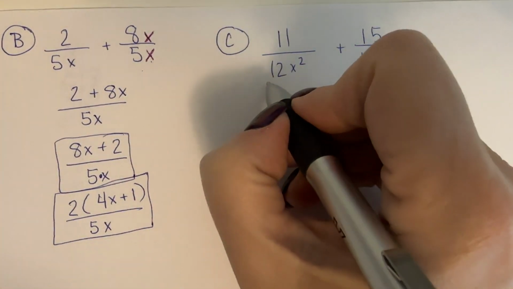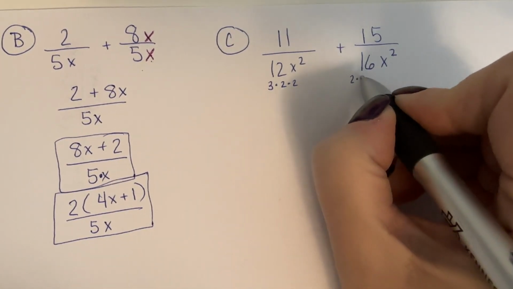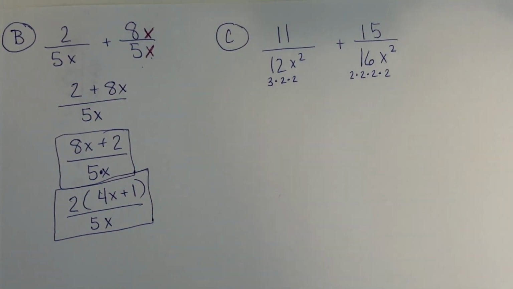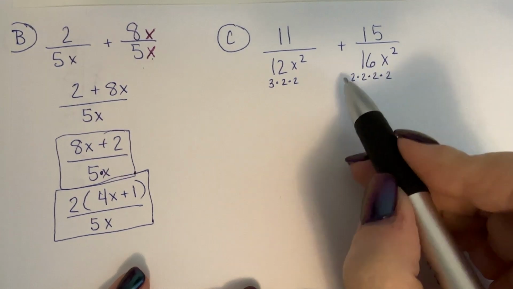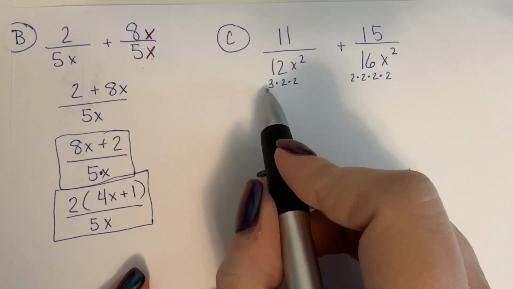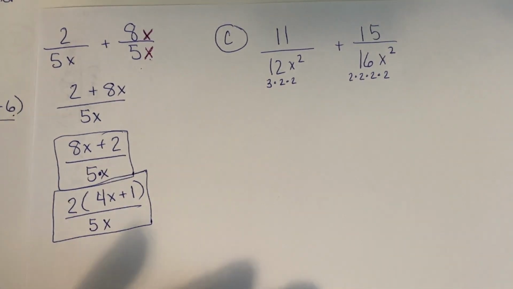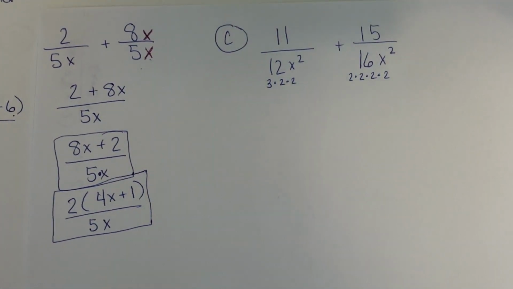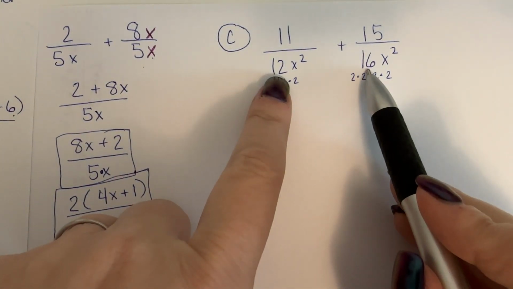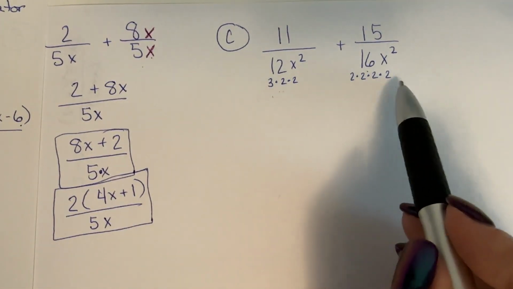So just kind of to remind you, this is 3 times 2 times 2, and this is 2 times 2 times 2 times 2. So in order to get these denominators to match, this piece over here is going to need a times 3. And this piece over here is going to need a couple more 2's, so 4. So the number that I'm going to be looking for in this case is going to be 48. So 48 is a number that 16 and 12 will both divide evenly into. So by writing the little factors down here on the bottom, it lets me know what's missing.